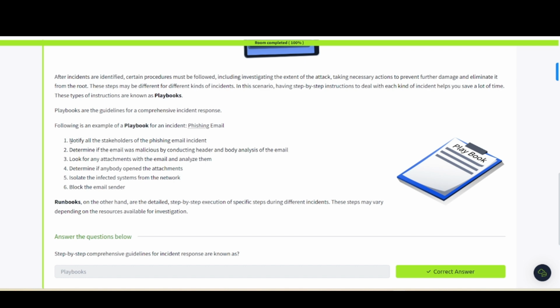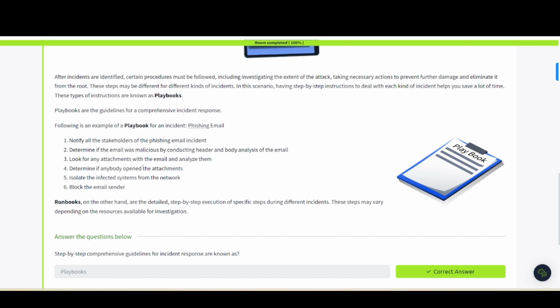So let's see here. First step is notify all stakeholders of the phishing email incident. Two, determine if the email was malicious by conducting header and body analysis of the email. Three, look for any attachments with the email and analyze them. Four, determine if anybody opened the attachments. Five, isolate the infected machines from the network. Six, block the email sender. Obviously, this is going to be different for whatever organization you work for. This is just a general overview, right?